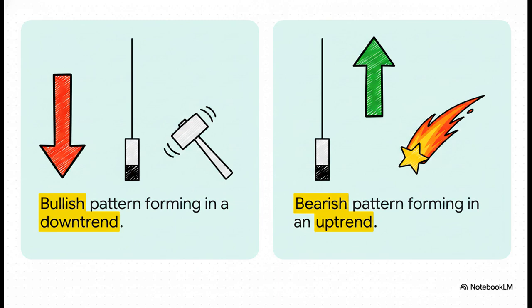An inverted hammer in a falling market shows buyers are trying to push the price up, so it's bullish. But man, if you see that same shape after a long uptrend, that is a shooting star. It's a huge warning sign that the price is probably about to fall.